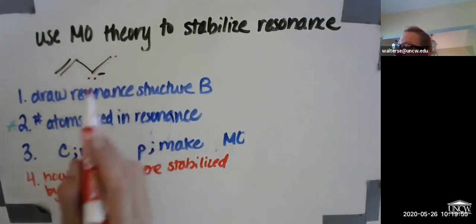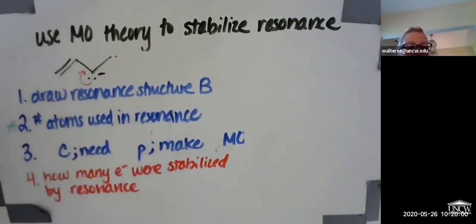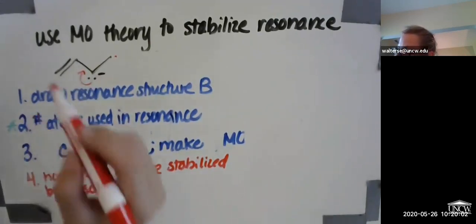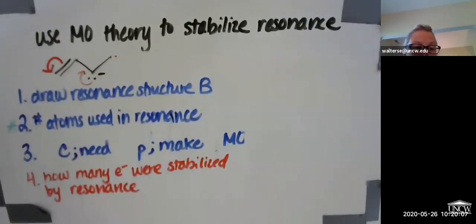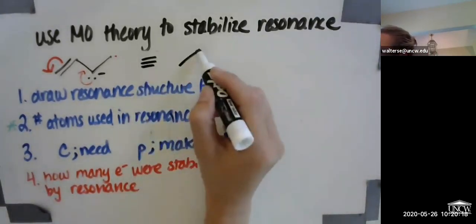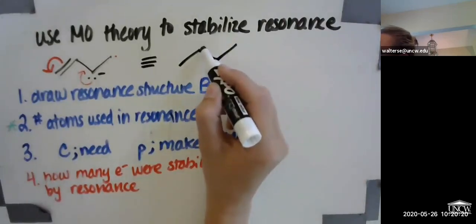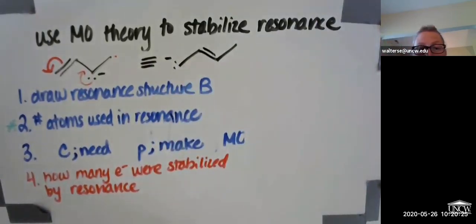Okay. So when you draw the resonance, you bring your lone pair down into a pi bond, your pi bond up into a lone pair. Okay. You redraw. Now the pi bond is here, and the allylic lone pair is out there. Okay.